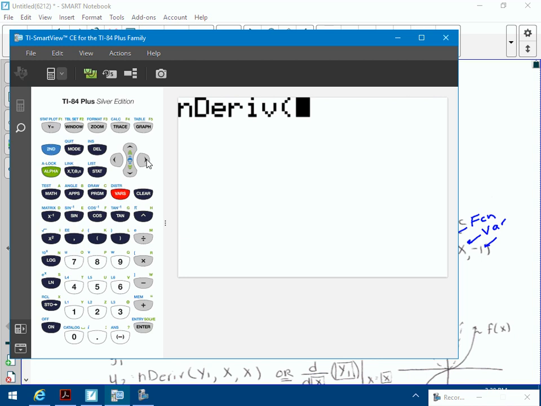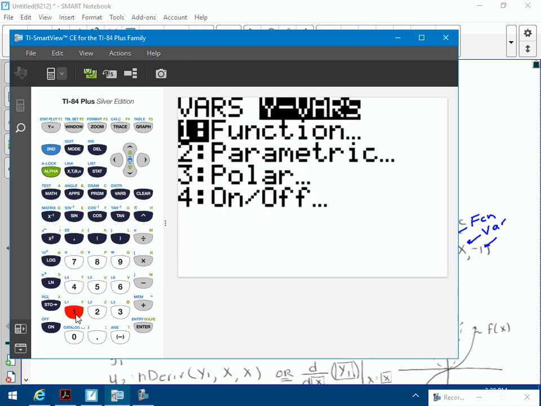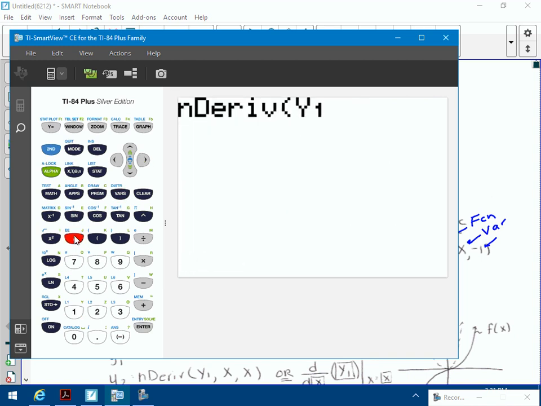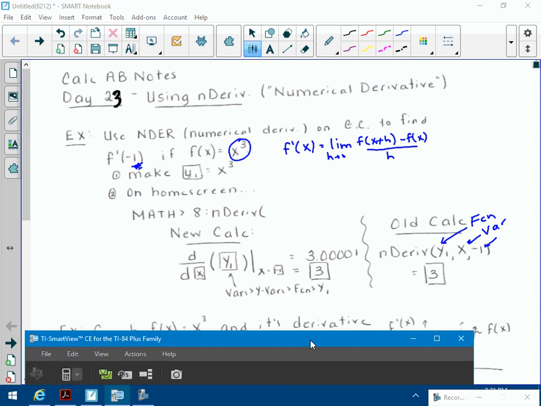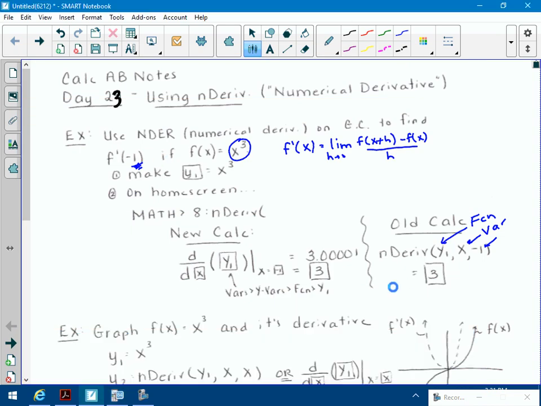So I'm still going to do vars, y vars, function, y1, in respect to x, so comma x, comma the x value you want, which is 1 or -1? -1. And we still get that answer of 3. So this f prime of -1 is equal to 3. Remember, that means slope. So that's finding the slope of this function at x equals -1.